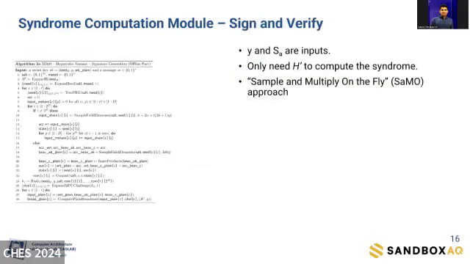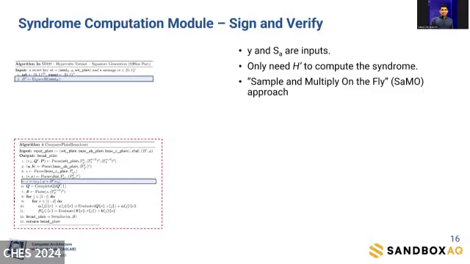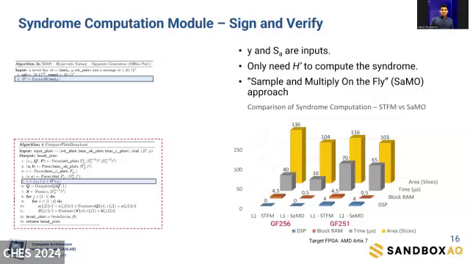Now coming to the syndrome computation module that is used inside the sign and verify part. Here, the SA and Y values are already inputs to the module, and we only need to compute H. So in this case, rather than computing the full H value, we just stream the H value directly from the PRNG into the multiplication unit that performs the syndrome computation. This way, we sample and multiply on the fly. Comparing both the approaches, we see savings in both area and time in the sample and multiply on the fly approach.